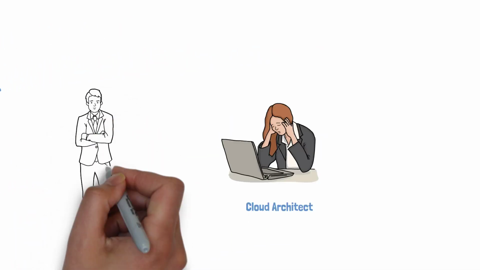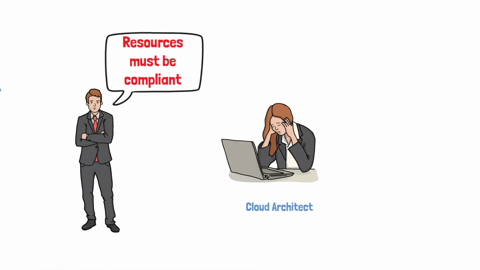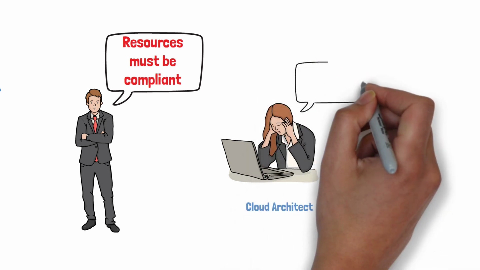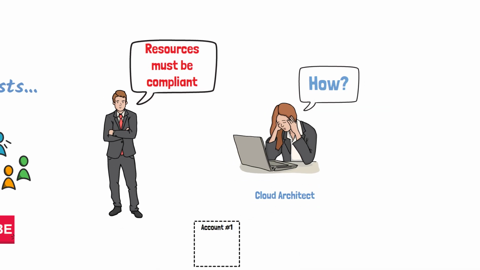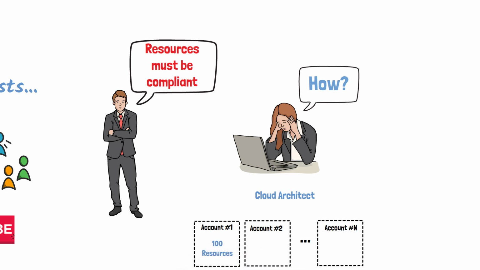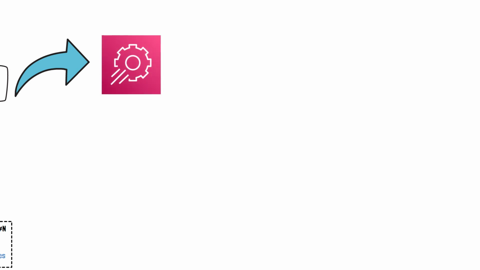If you are given a task to ensure that all the used resources in the AWS accounts must comply to specific compliance standards, how would you do it? Especially if your architecture consists of multiple accounts with hundreds of resources in each account. In this video, we will explain how AWS Config Service can be used to enforce these compliance standards.